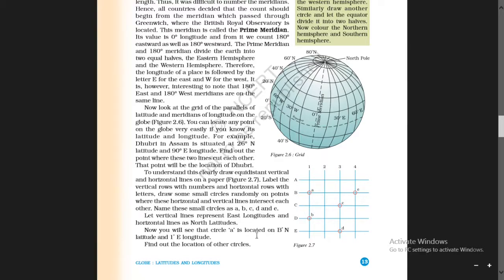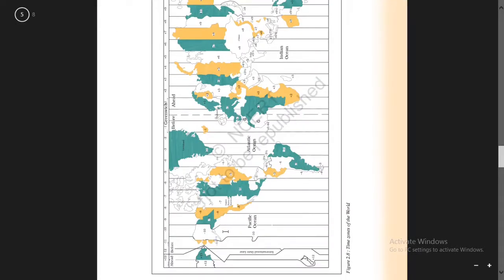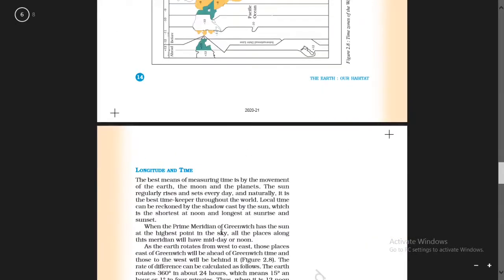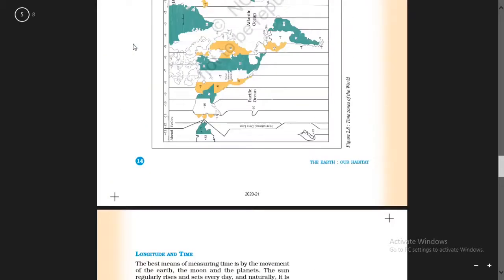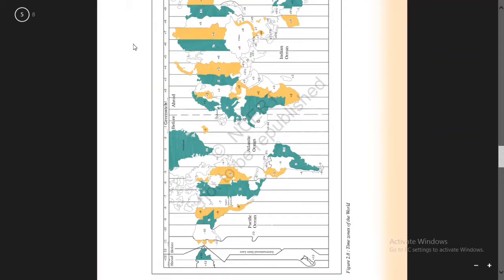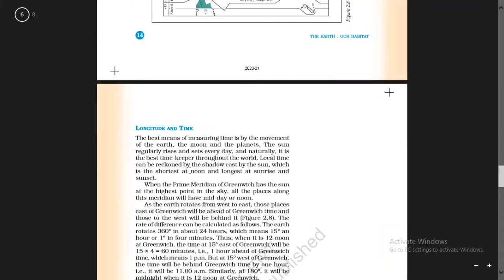Let's turn over the page and proceed to page number 15. Before reaching there, boys, have a look at page number 14, Greenwich, and then this world map. Here, time zones of the world have been mentioned. Have a look at this one. Longitude and time. Let us see page number 15.